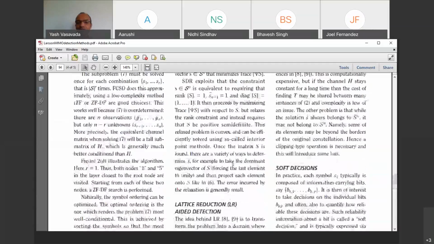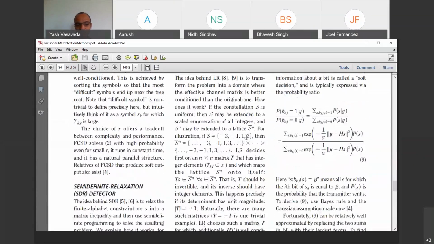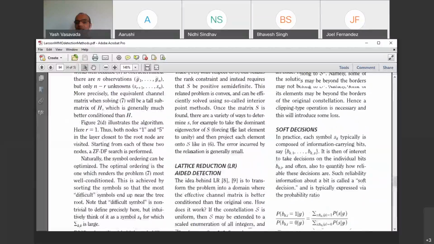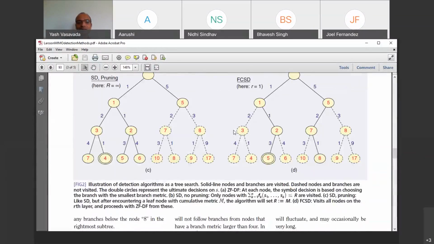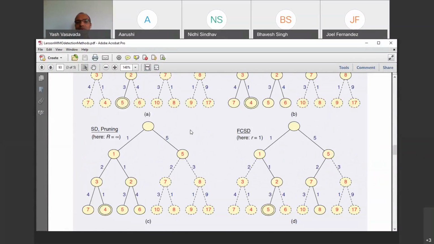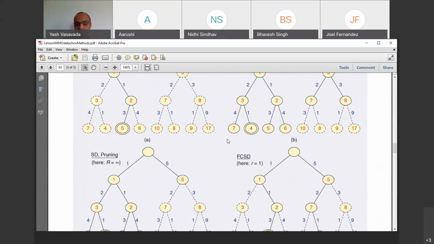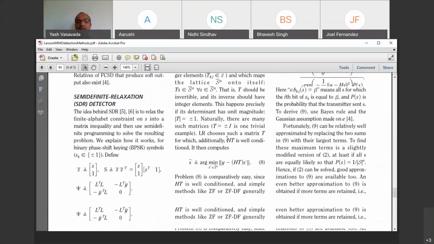I'll put this paper on our classroom, and so you can read about this SDR detector or LR detection and so on. But the main algorithm that is described here is this figure 2. And this figure 2 already talks about 4 different algorithms that we saw. Okay, so that is all for today.